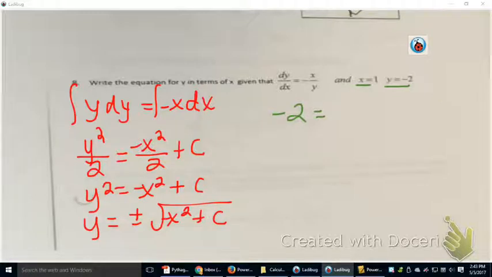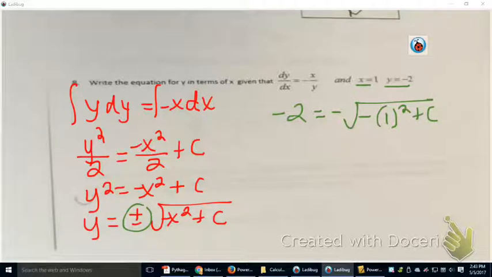Equals, now, trying to decide if it's a plus or minus, it'll tell you it's a negative, and that's because the y is negative. If the y is negative, it'll be negative. So it's the negative square root of negative x, which is 1, squared plus c.